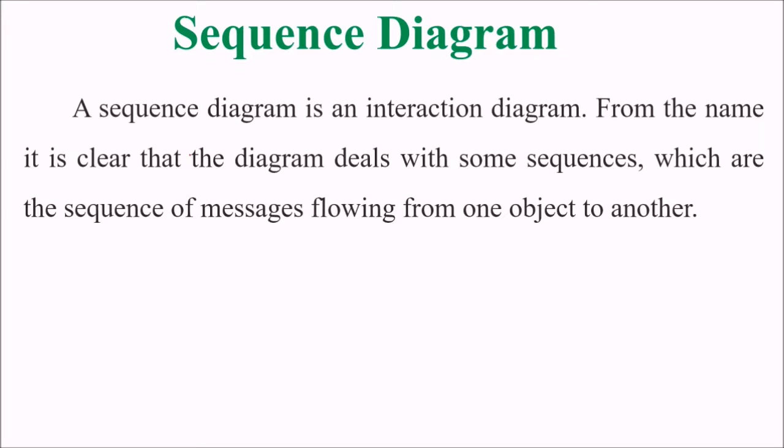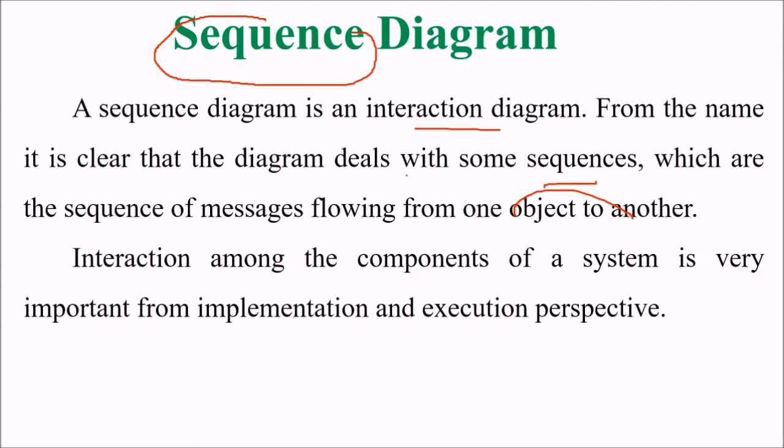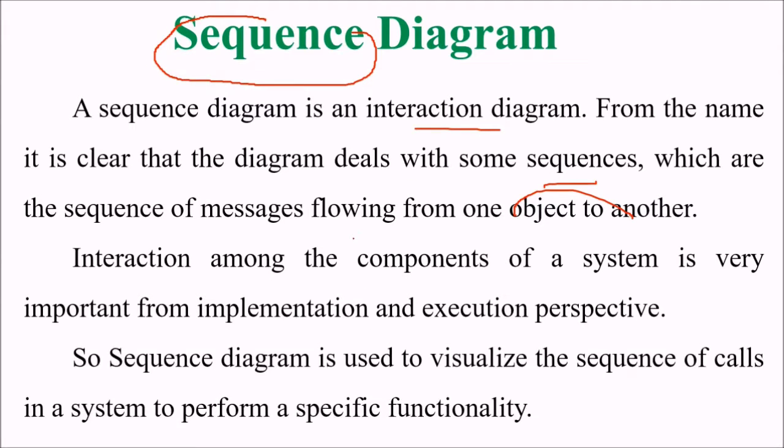Then comes the sequence diagram. A sequence diagram is an interaction diagram, and from the name it is clear that the diagram deals with sequences, one by one, step by step, which are the sequence of messages flowing from one object to another. So interaction among the components of a system is very important from an implementation and execution perspective. So a sequence diagram is used to visualize the sequence of calls in a system to perform a specific functionality.